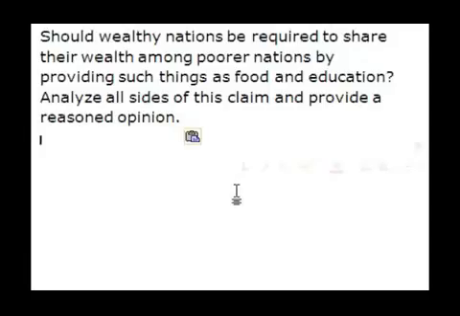Okay, now this is a little bit different. Should wealthy nations be required to share their wealth among poorer nations by providing such things as food and education? Analyze all sides of this claim and provide a reasoned opinion. Now this question is different than the first two in that it is telling us specifically what we are to do.